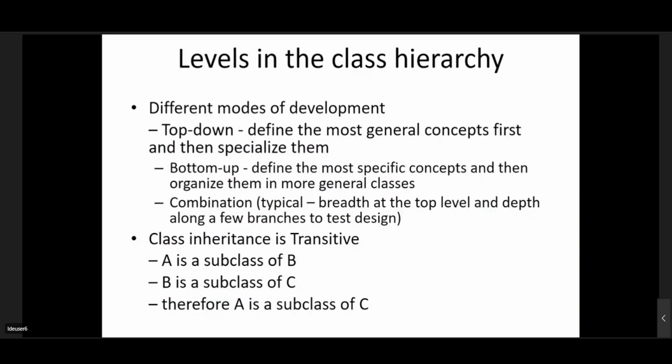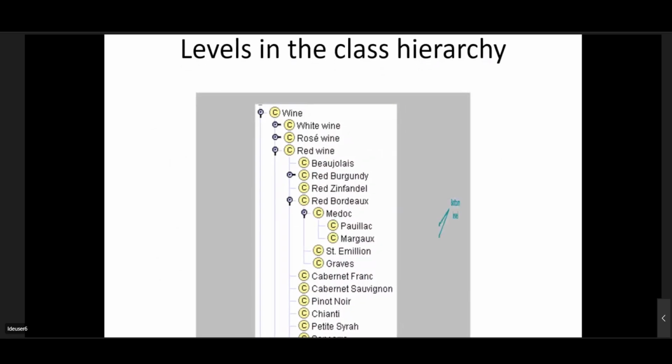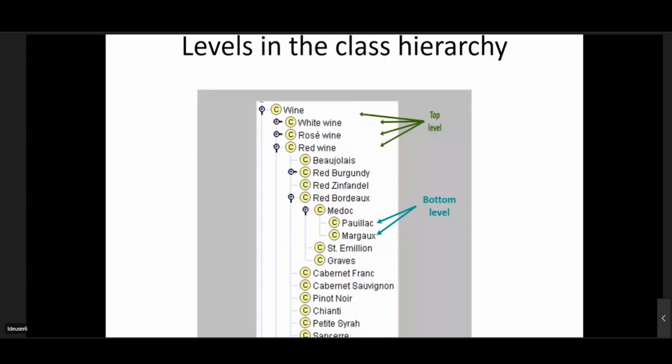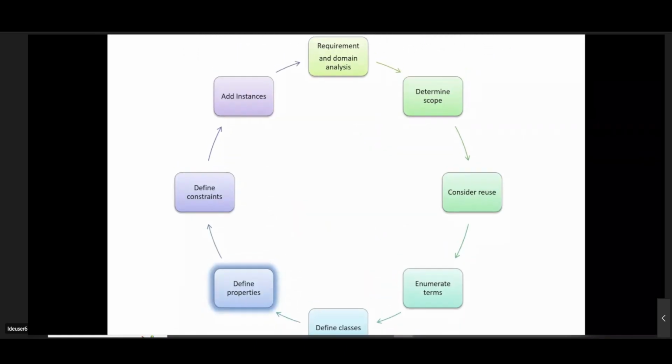And you have different levels of class hierarchy. You can have top down, so different modes of development: top down or bottom up or a combination of both. And the subclass relation is always transitive. So A is a subclass of B, B is a subclass of C, so you can say A is a subclass of C. This is transitive. And you can have levels in the class hierarchy like this: bottom level, top level, middle level.